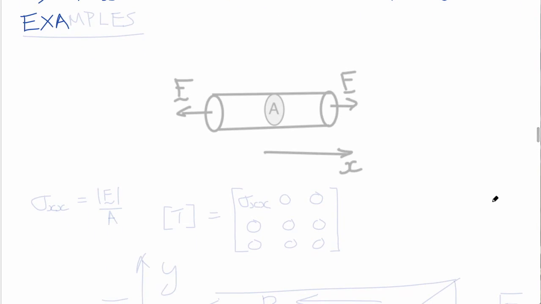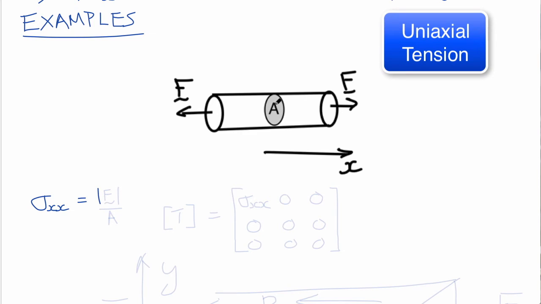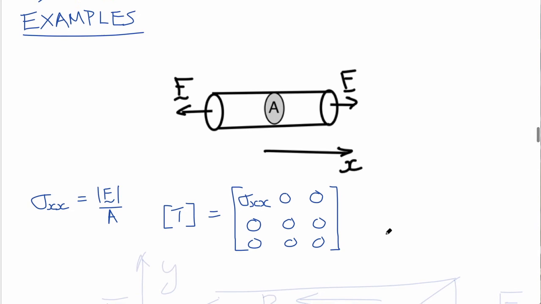So we'll finish now with a couple of simple examples. The simplest stress field we could imagine is this uniaxial tensile stress field. Imagine we have a uniform cylinder with cross-sectional area A and forces acting outwards at the ends, F, in the X direction. Then sigma XX would be the magnitude of F divided by A, and the stress tensor T would be sigma XX, 0, 0, 0, 0, 0, 0, 0. That's the only non-zero component of the stress in the simple uniaxial condition, sigma XX. And it's positive because it's an outward tensile stress.